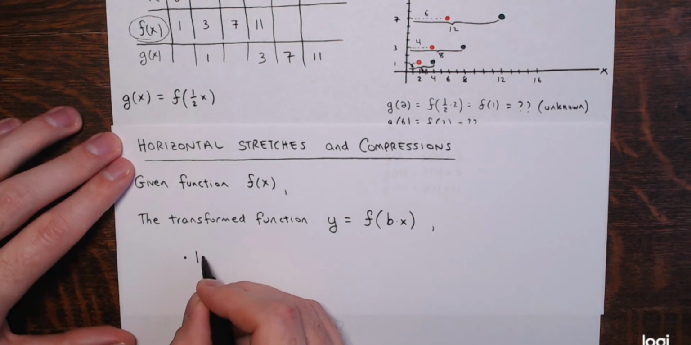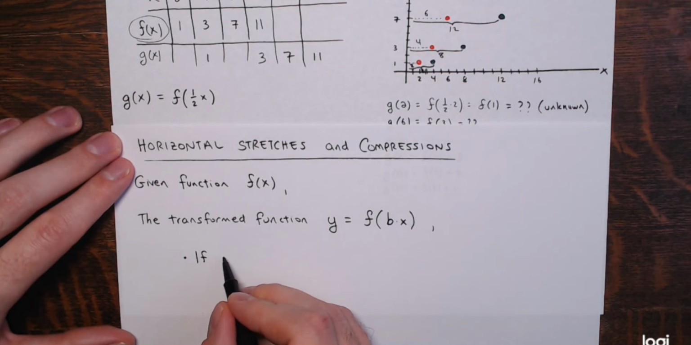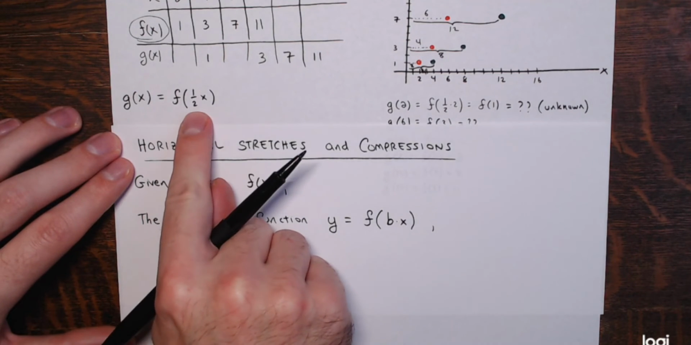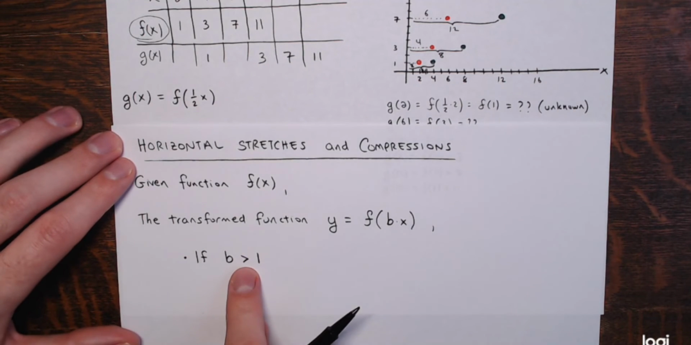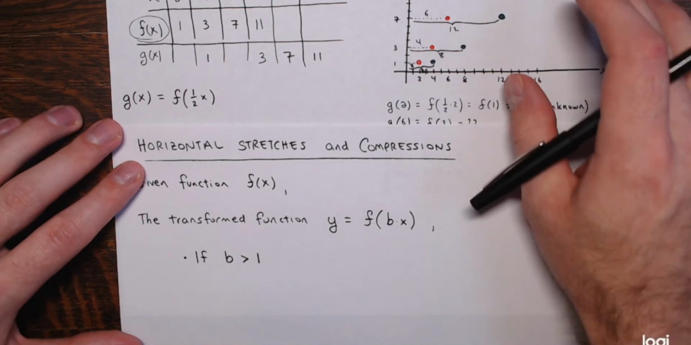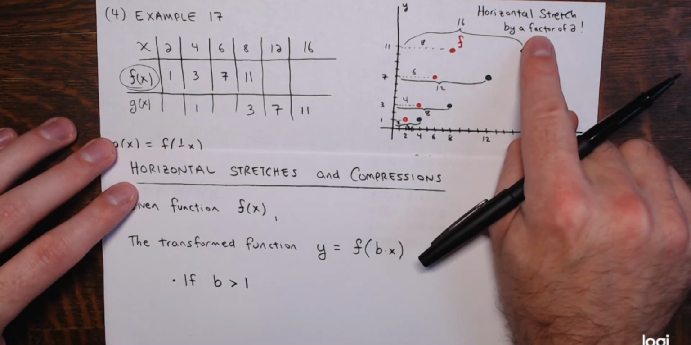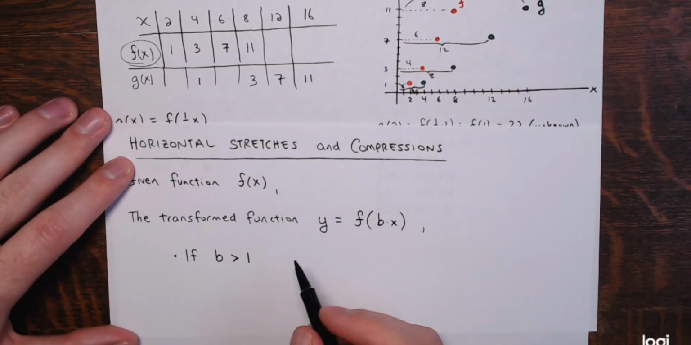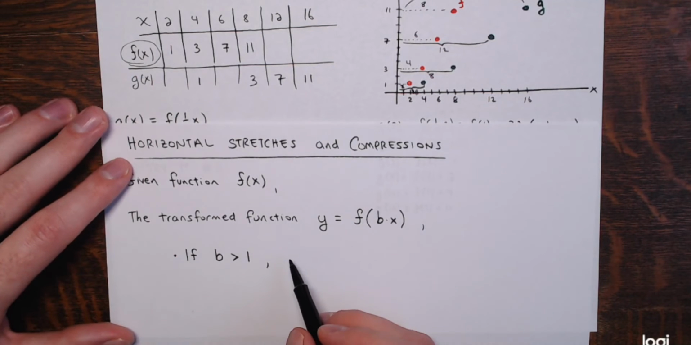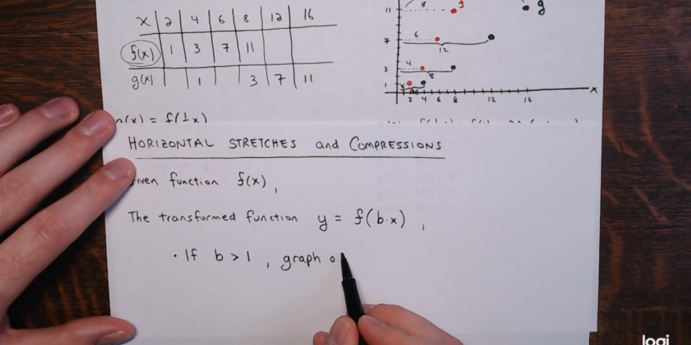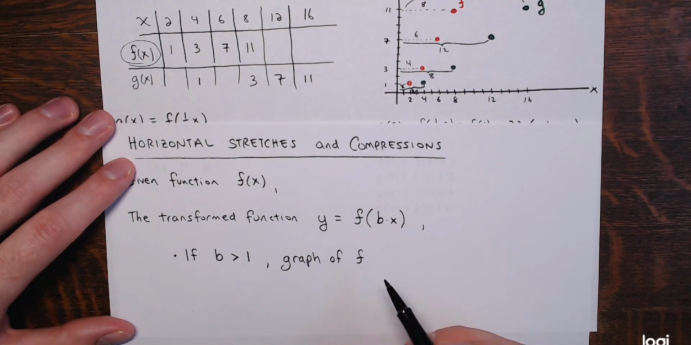If b is greater than 1, so not like my last example, we'll see an example of this coming up. In the last example, it was less than 1, half x. But if b is greater than 1, you're not going to cause a horizontal stretch. You'll cause a horizontal compression. The points will get closer to the y-axis. So the graph of f will be horizontally compressed.